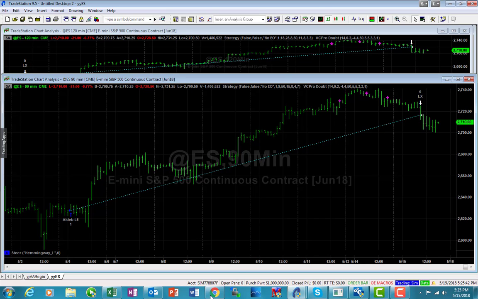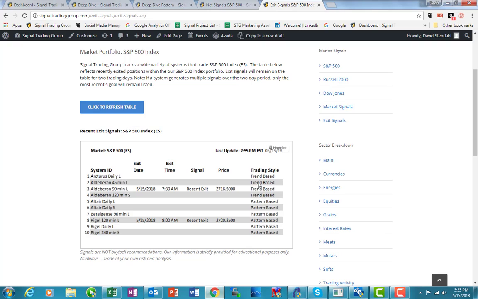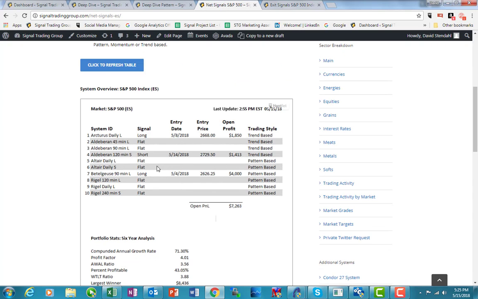Obviously, both systems have liquidated themselves, but as I showed here just a second ago, we still have a long daily, a long 90-minute for Betelgeuse, and then an Aldebaran 120 short. And these obviously have established themselves at different times. Here's another one that's still long as of May 4th, and you can see that it was up $4,000. The other two systems have triggered at different times.